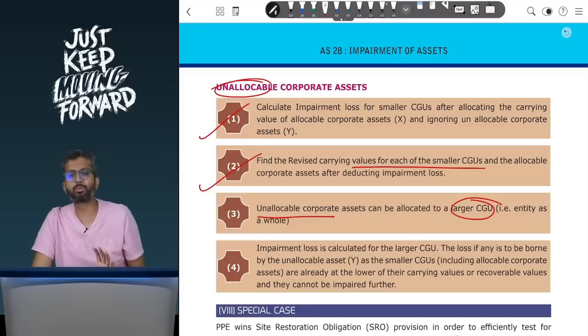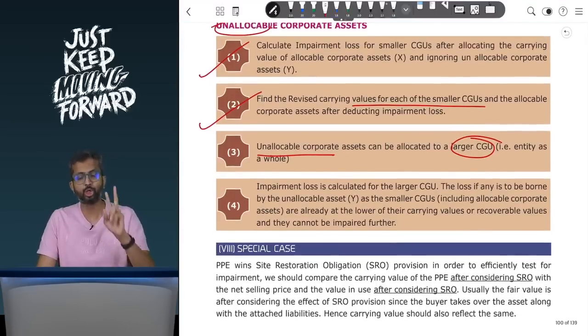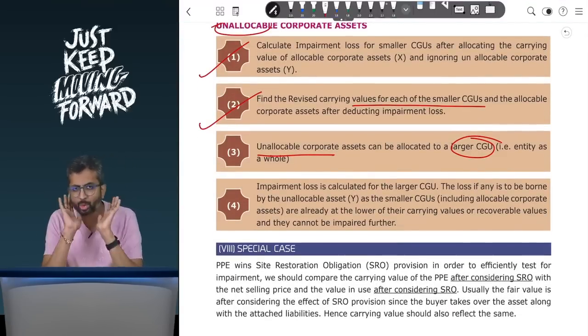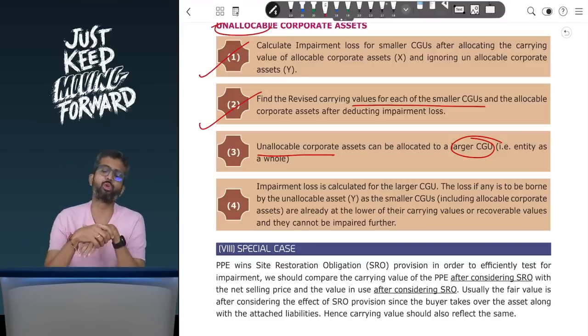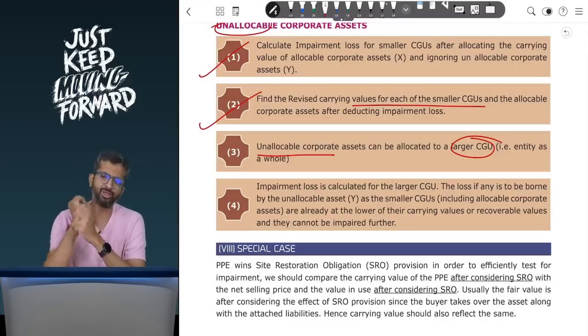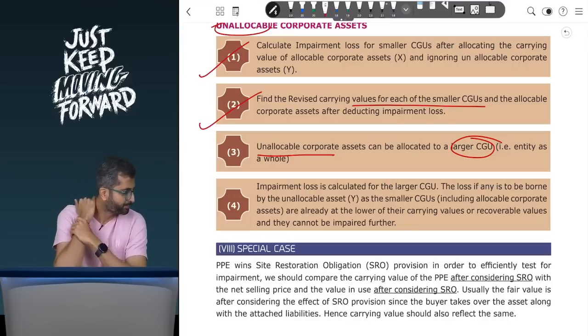Compare that with the recoverable value of the company as a whole. If there is an impairment, then that impairment is attributable to the unallocable corporate asset. So you do a two-tier impairment testing, one for the smaller CGU individually without the unallocable asset. Second, once that impairment testing is done, find the total carrying value of the company as a whole compared to the recoverable value of the company as a whole. If there is an impairment, then such an impairment is due to the unallocable corporate asset.